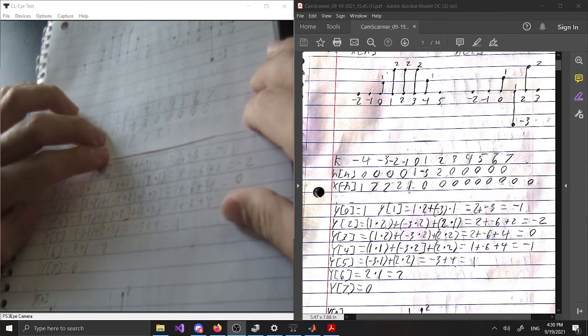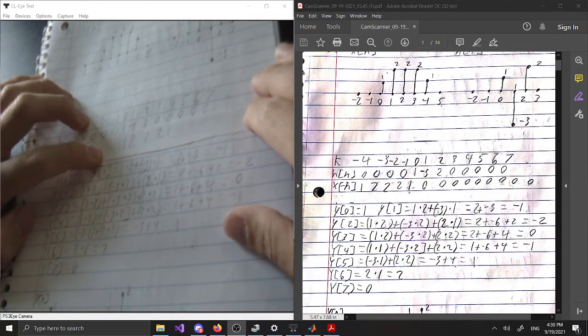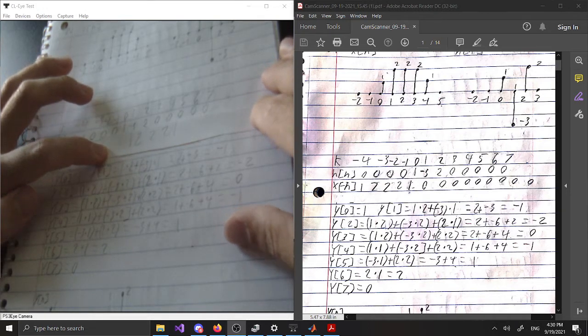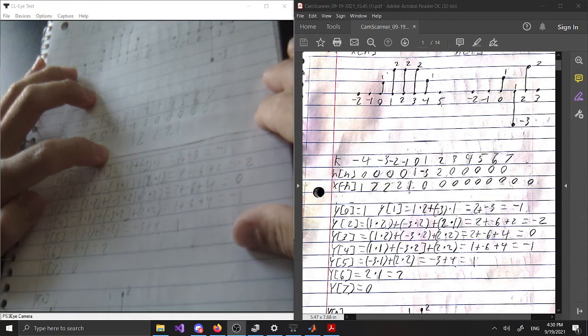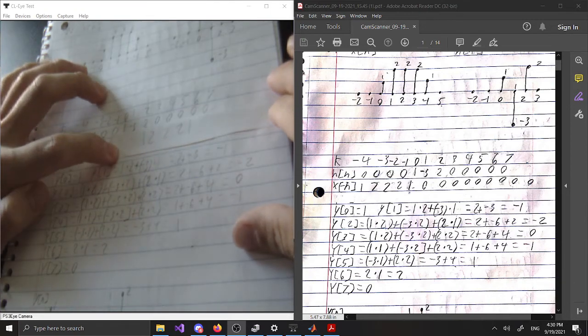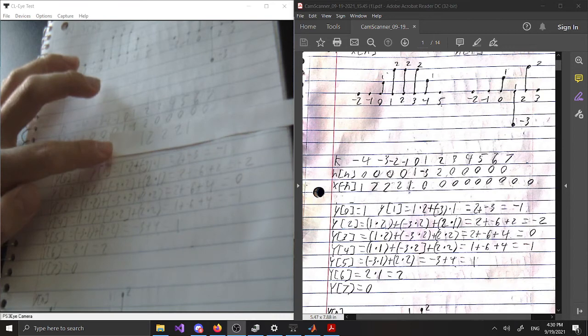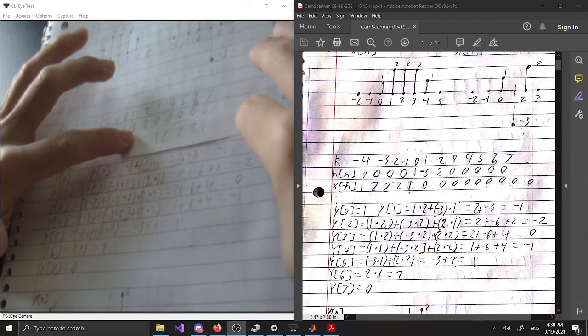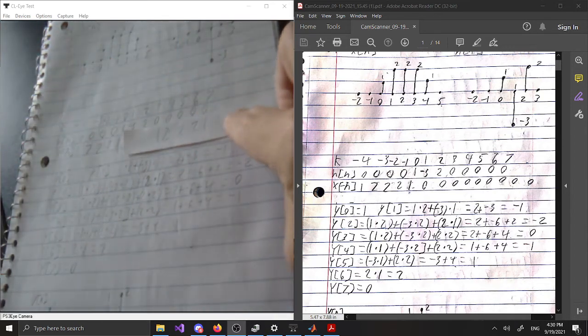For y of 4, it gives you 1 times 1 plus negative 3 times 2 plus 2 times 2. That gives you negative 1. And for y of 5, it gives you negative 3 times 1 plus 2 times 2. That gives you positive 1. And for y of 6, it is 1 times 2. That gives you 2. And then for y of 7, it's all zeros on top, so we don't have to do it. That means we're done.